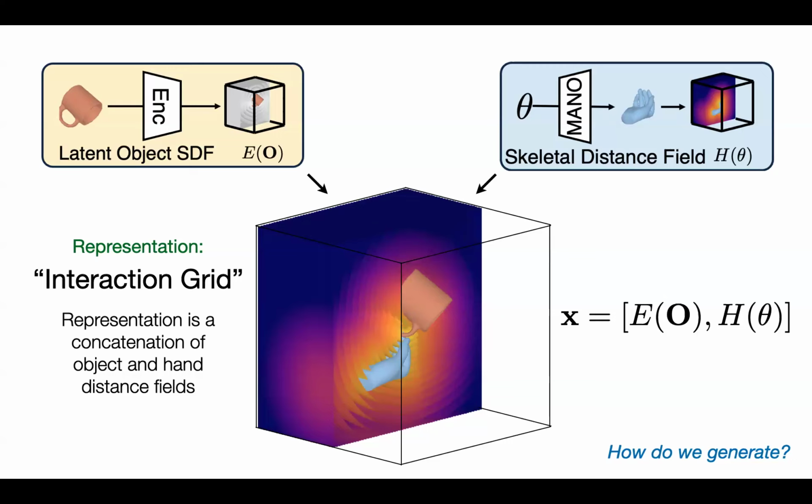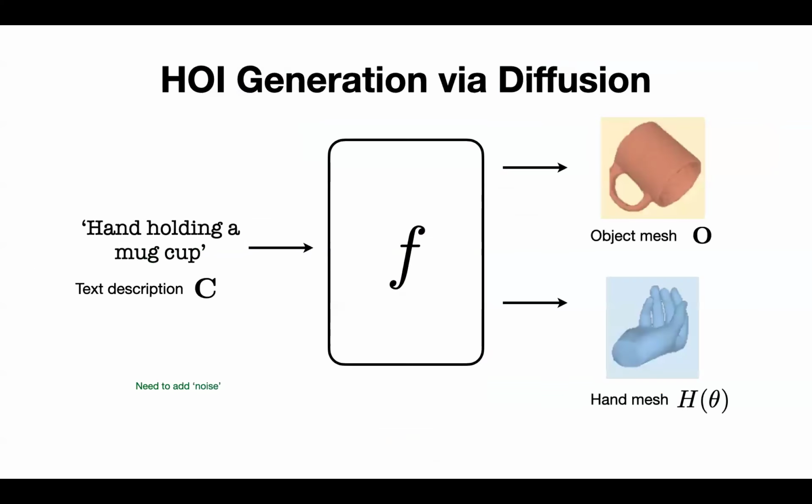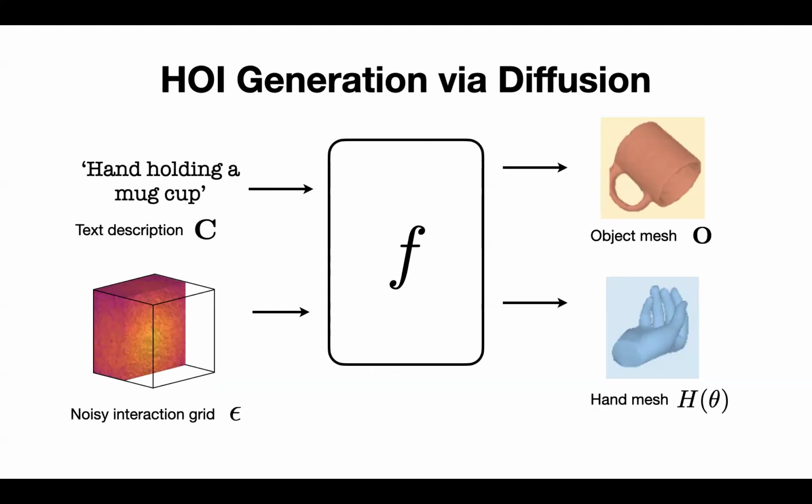How are we going to learn to generate this interaction between hands and objects? We're going to use a diffusion model. So this is the model I showed earlier. We're going to have a text description coming in, and we want to know how the hand and the object should be interacting. In order to make this a diffusion model, we're also going to add another input, which is some noise. So the noise is going to be a volume. It's supposed to be a noisy representation of this interaction grid. Right? Okay.